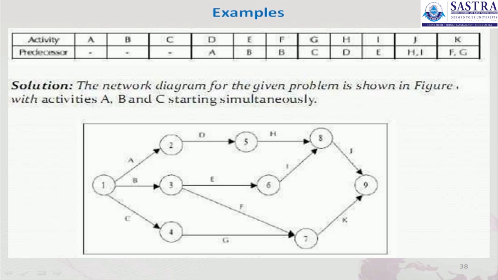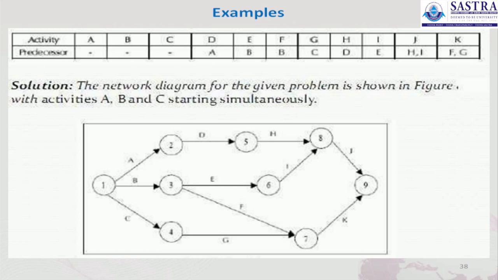Here there is one more example. We have the activities A, B, C, D, E, F, G, H, I, J, K, and their predecessors. For activity A it is nil, for B it is nil, for C it is nil, for D it is A, and for E and F it is B. So from B there are different activities, E and F. And G is based on the predecessor activity C, H has the predecessor activity D, I has the predecessor activity E, J has the predecessor activities H and I, and K has the predecessor activities F and G.